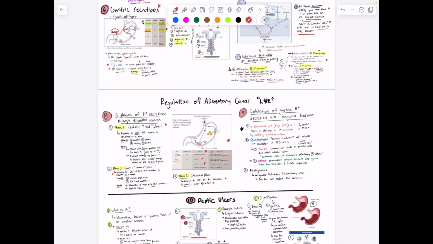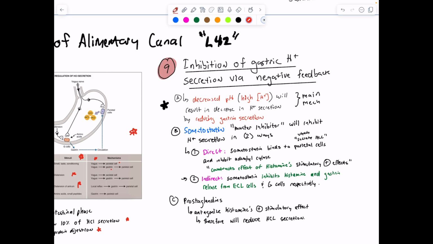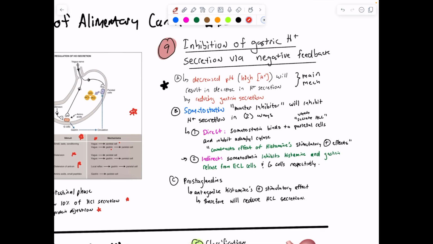All right, and then second last thing, inhibition of stomach acid secretion via negative feedback. Basically, if you have a very acidic stomach, this is going to result in a decrease in hydrogen ion secretion by reducing gastrin secretion. Basically, somatostatin, the master inhibitor, will decrease the secretion in two ways: directly by binding to parietal cells. Somatostatin will bind and inhibit adenylyl cyclase, which is going to counteract the effects of histamine, which has stimulatory effects. So the net result is decreased release of HCl from parietal cells.